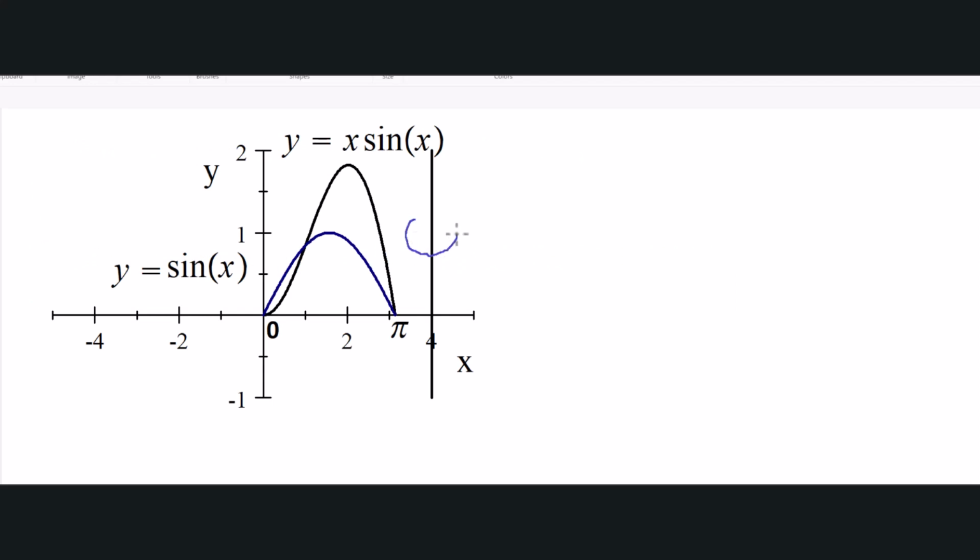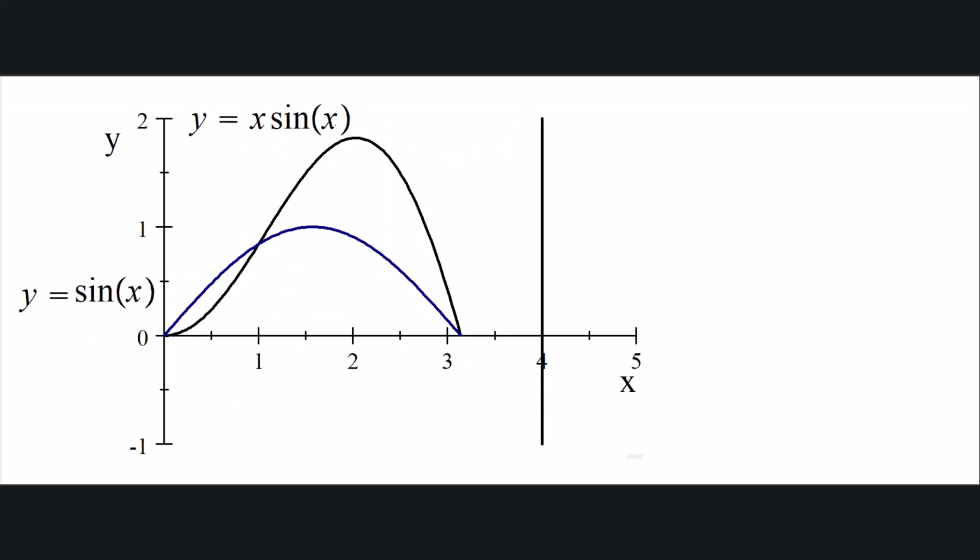Okay, now let's take a slightly different situation. That is, our axis of revolution is still x equals 4, but now we want our region of revolution to be bounded by y equals x sine x and y equals sine x between 0 and pi. So let me go ahead and enlarge this graph so that I can draw a little more easily. Here is a bigger picture.